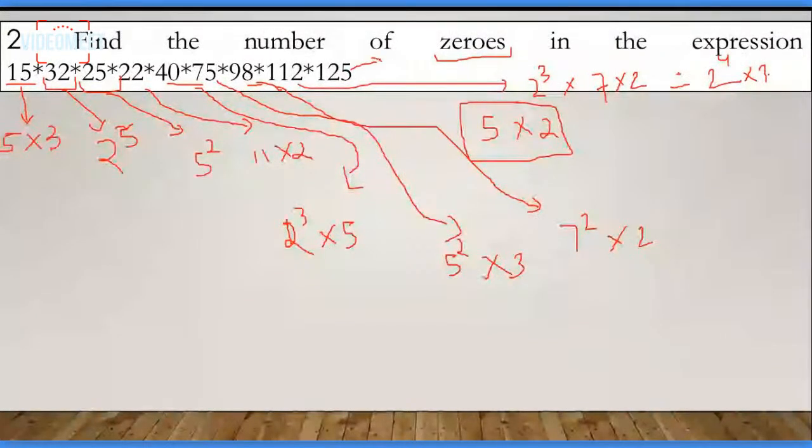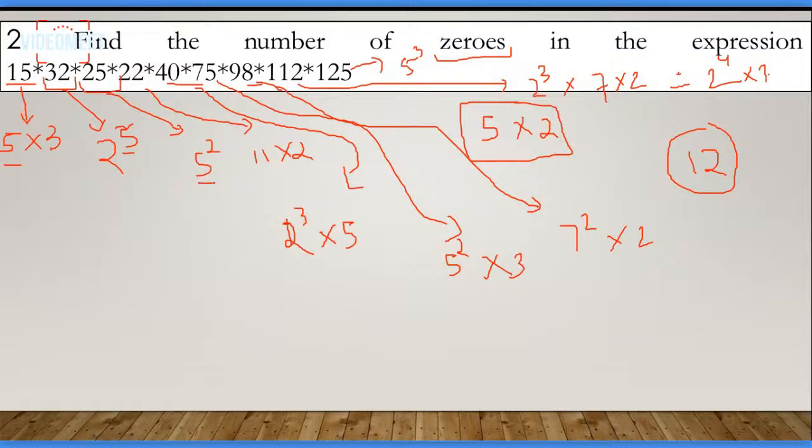And the last one is 125. 125 means 5 raised to the power 3. Please tell me how many 2's are there and how many 5's are there. How many 2's are there? Garvit. There are 12 twos.